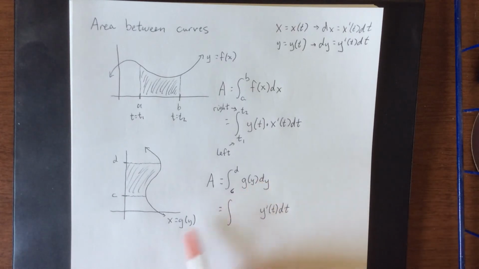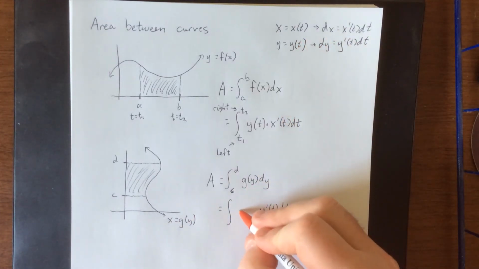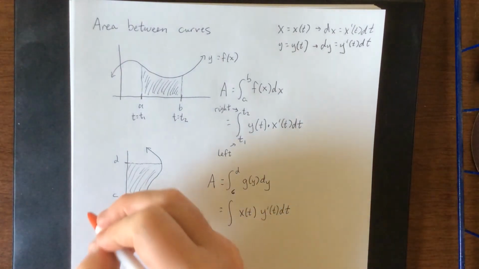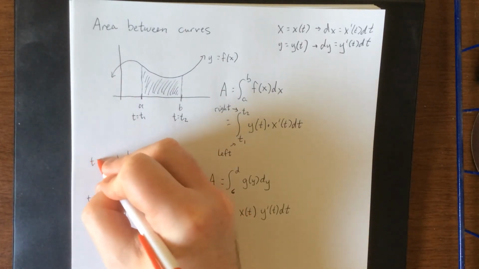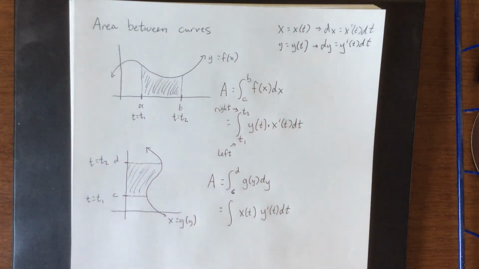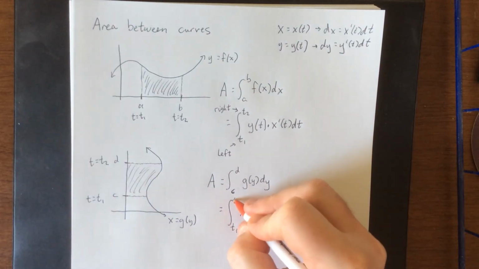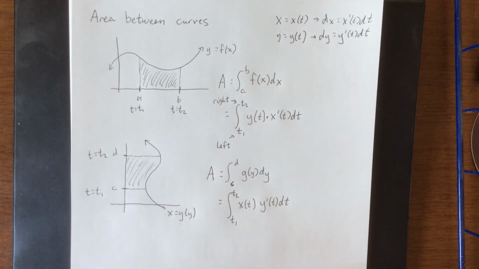Now g of y, that's simply referring to your x value. So your x value would just be x of t. And once again, we'll associate t equals t1 with the lower bound and t equals t2 with the upper bound. That way our bounds will simply go from t1 to t2 and we'll be all set. Now to actually use this, well, let's take a look at that in our next video.